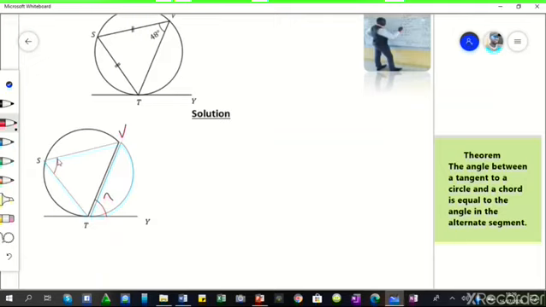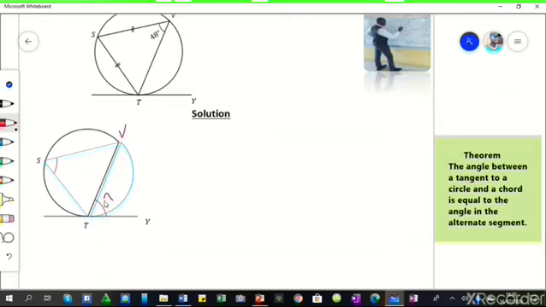So this theorem is telling us that this angle is the same as the angle in the opposite segment. This angle here has the same size as the angle in the opposite or alternate segment. So once we know the size of this angle, we can proceed to find the size of the required angle.